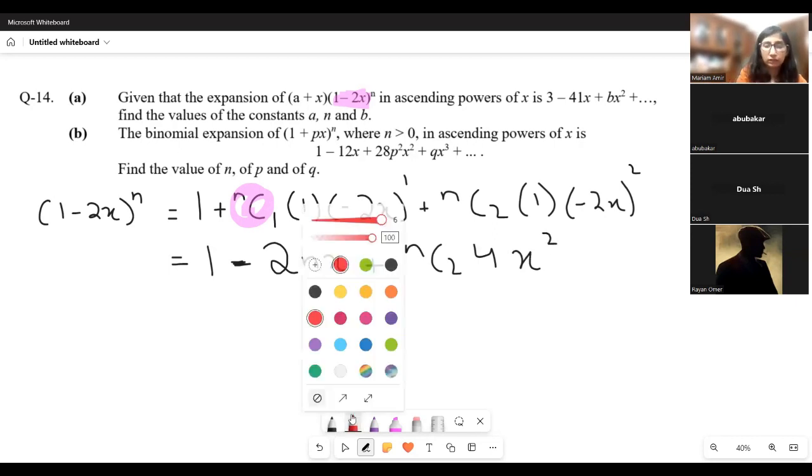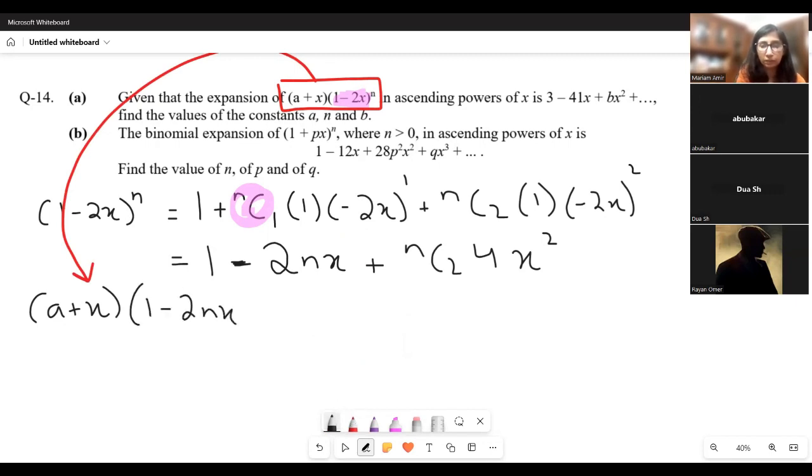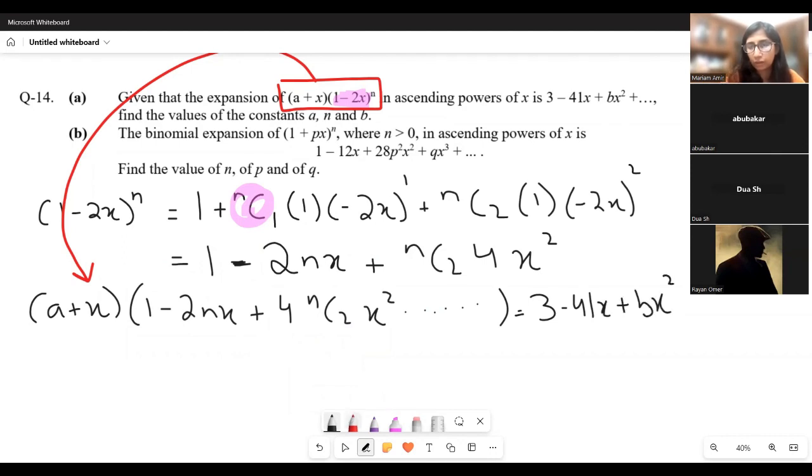So now let's write this together. a plus x times, instead I'm going to use the expanded form of the second bracket, which is 1 minus 2nx plus 4nc2x squared. There are more expansions, but we will be ignoring this. Okay. Now they're saying that this is equal to 3 minus 41x plus bx squared.